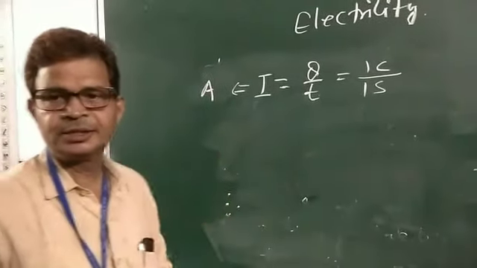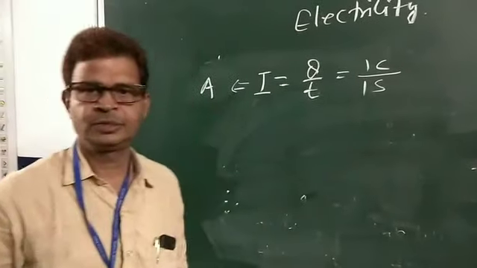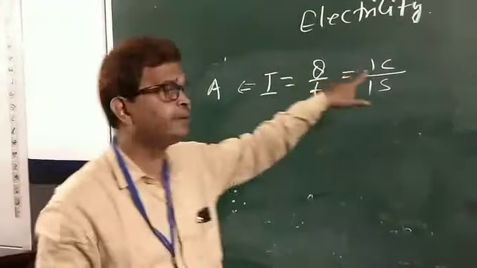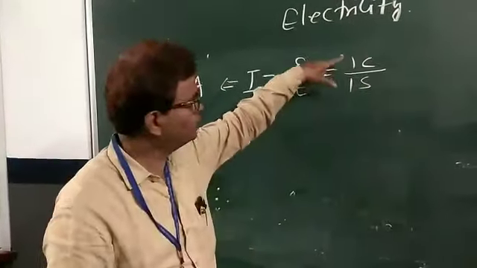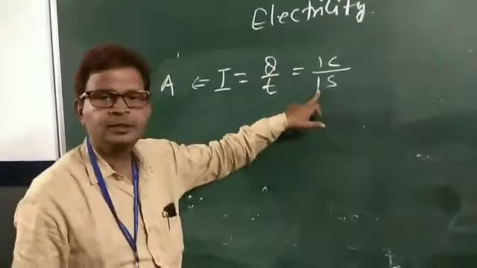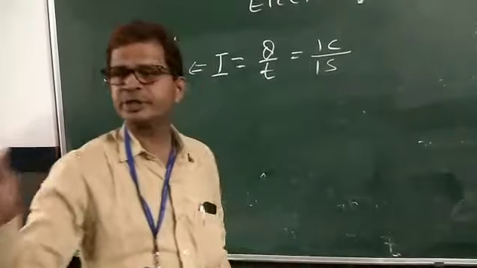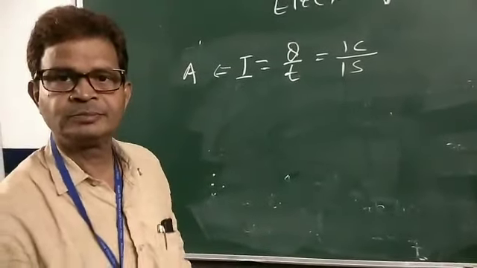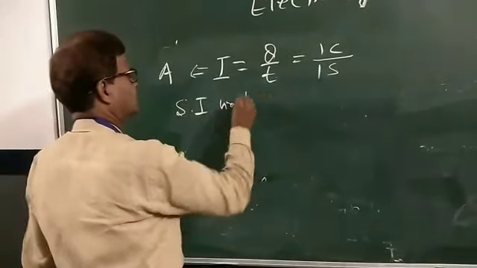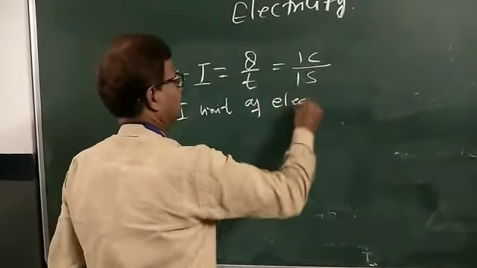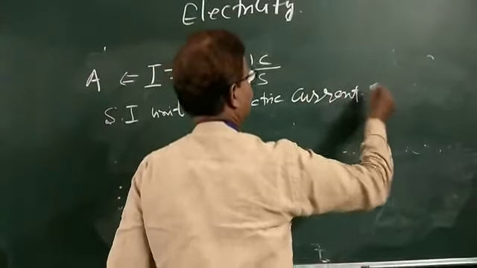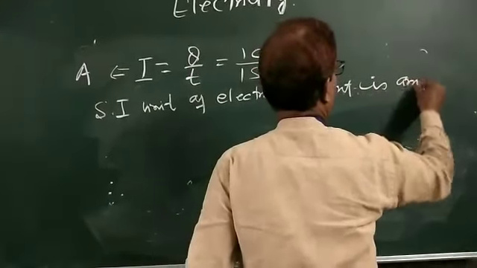So ampere may be defined as the SI unit of electric current. Ampere may be defined as, if 1 coulomb of electric charge passes through the conductor in 1 second, then this is said to be 1 ampere. So SI unit of electric current is ampere.